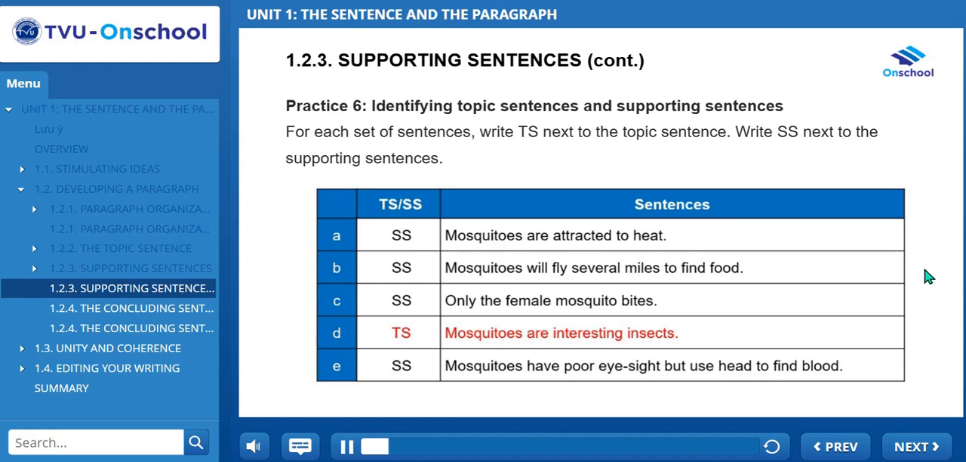Let's see the answer. The topic sentence is, mosquitoes are interesting insects. The supporting sentences explain how interesting mosquitoes are. Mosquitoes are interesting because they are attracted to heat. They fly a long distance to find food. And although they have poor eyesight, they can use heat to find blood. Do you also find mosquitoes are interesting? I believe these supporting sentences convince the reader that mosquitoes are interesting.